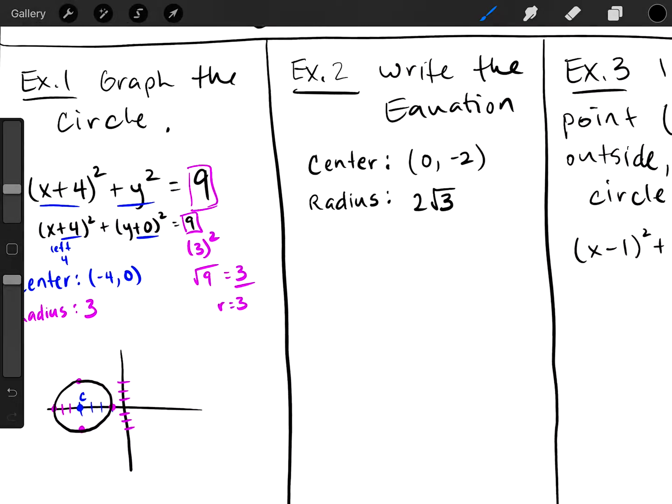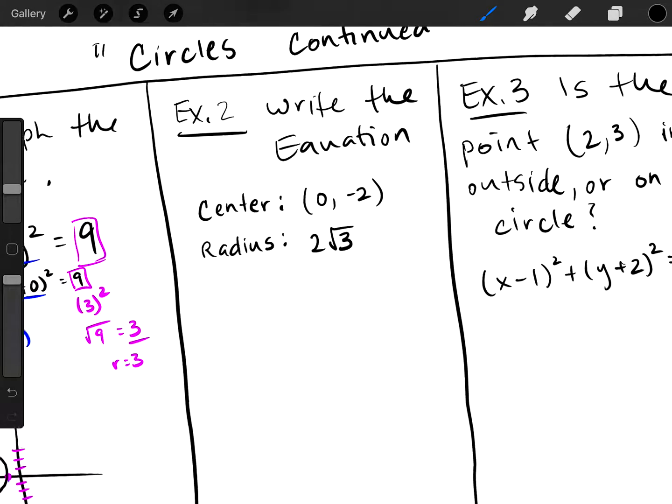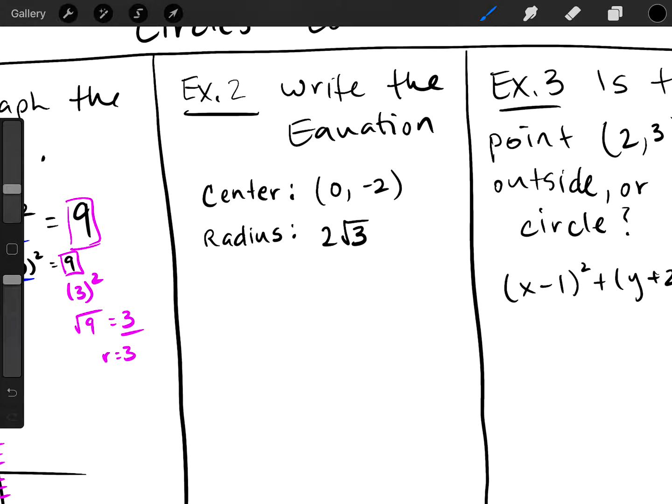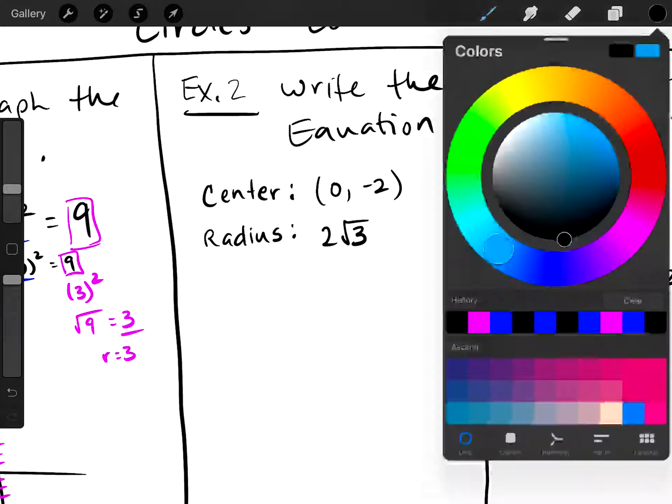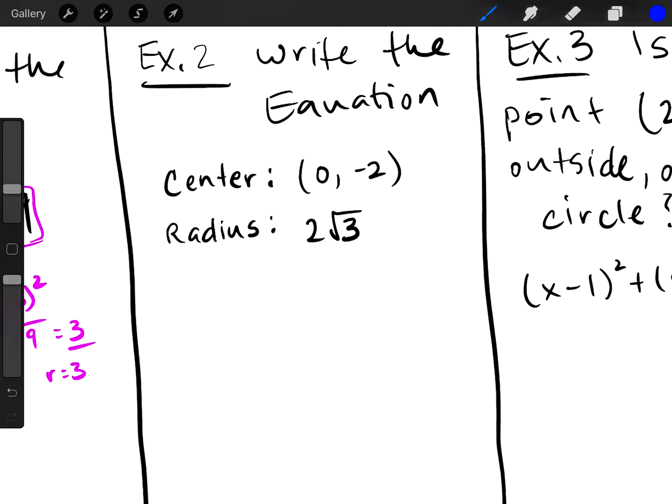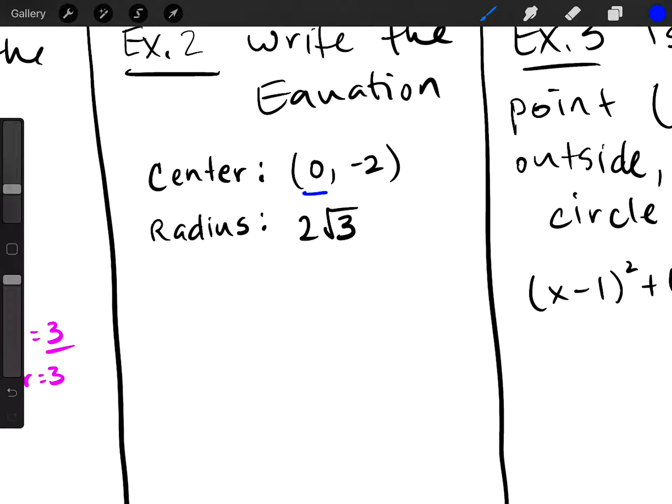Make sure you're using something to make your graphs a little more accurate. I'm kind of just doing them by hand here. That's what we ended up with. Pretty good circle actually in the end of it, but center is negative 4, 0, radius is 3. That's graphing a circle.